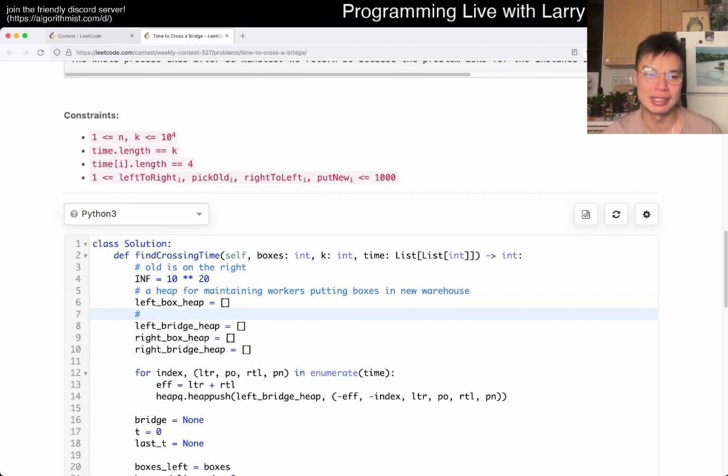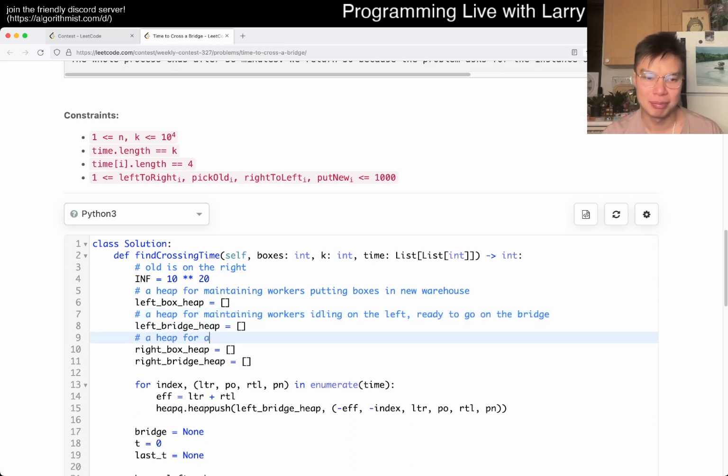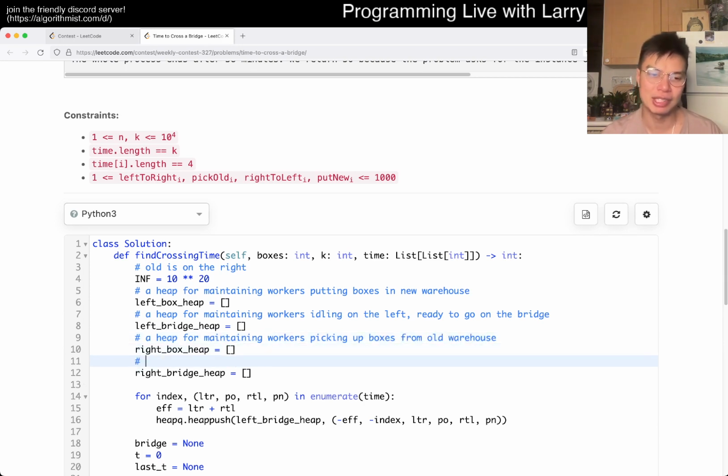So this bridge heap is a heap for maintaining workers idling on the left ready to go on the bridge, right? And then this one is a heap for maintaining workers picking up boxes from the old warehouse. And this one is for maintaining workers idling, or not idling, but working on picking up boxes from the old warehouse, right? No, wait, sorry. Even I confuse myself. A heap for maintaining workers with boxes picked up, ready to go on the bridge, right?